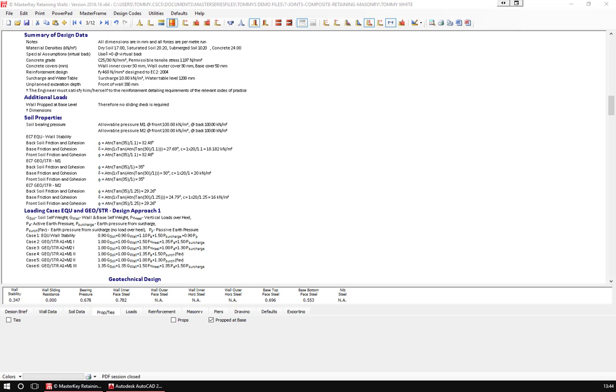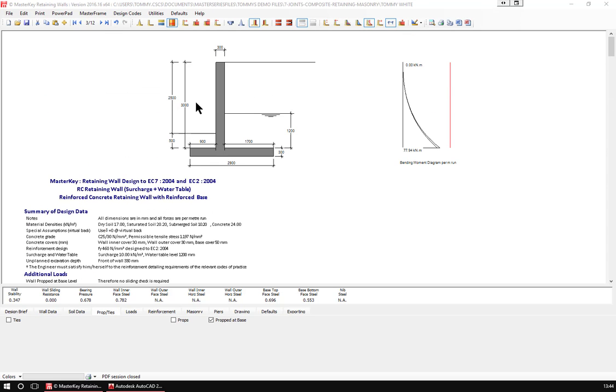So back and let us look. Which face is the inner and which is the outer? Reasonably easy, in that the inner face is the face against the soil. It's the right hand face, and the outer is the one that's open to the air usually.